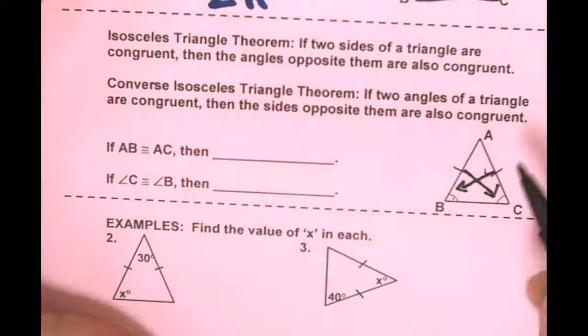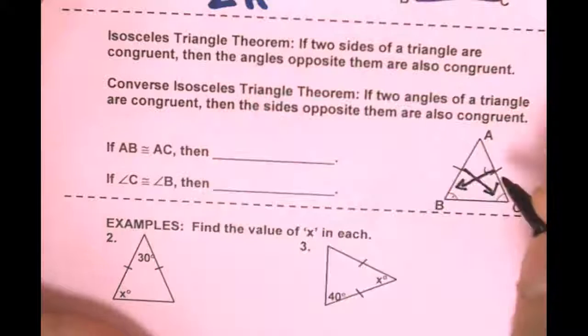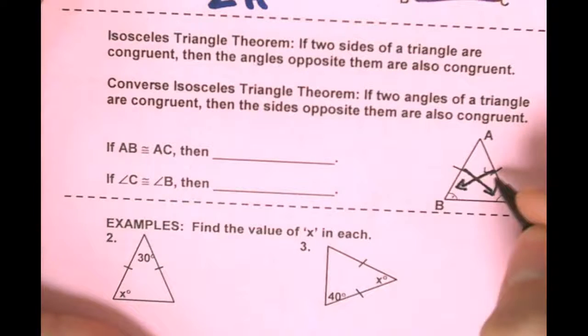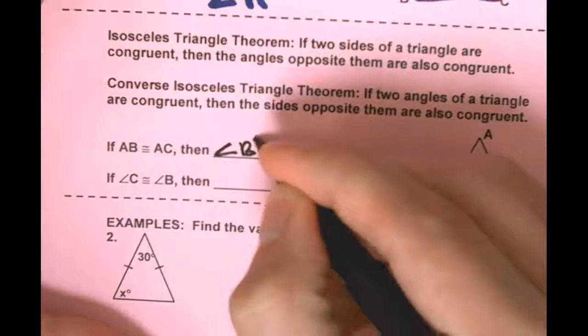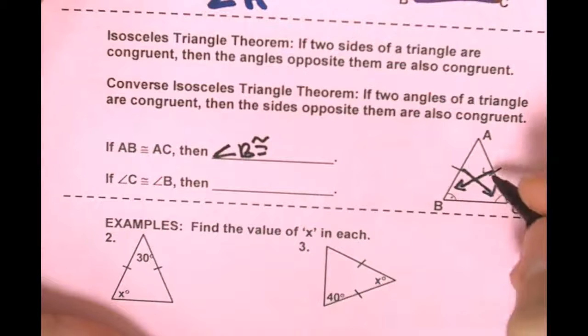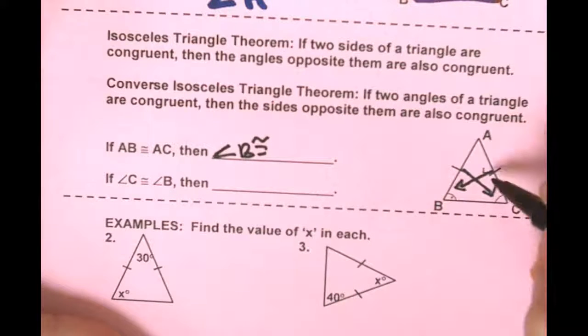Let's write that down. So AB is congruent to AC, therefore the angle opposite from AC, angle B, is congruent to what other angle? What is it? You sure it's A? C.